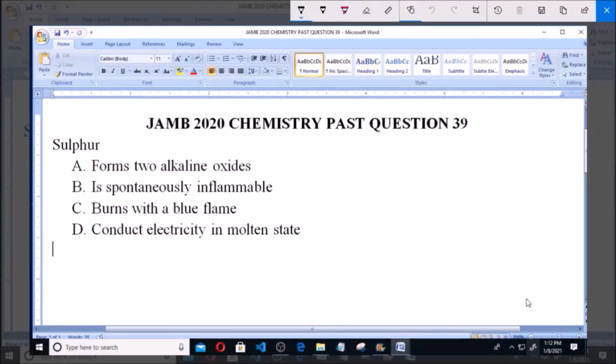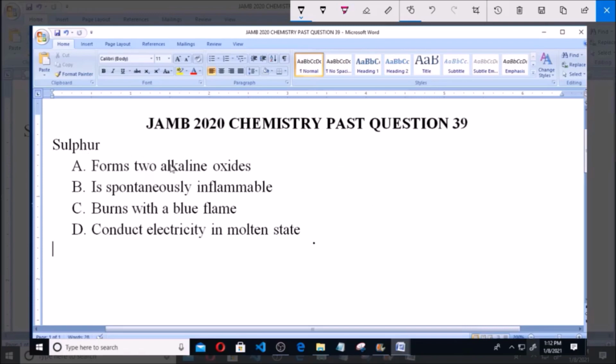Hello, good day and welcome. I'll be answering JAMB 2020 Chemistry Past Question 39. Sulfur: A, forms 2 alkaline oxides; B, is spontaneously inflammable; C, burns with a blue flame; and D, conducts electricity in molten state. So we are asked to pick an option which is the correct property of sulfur.